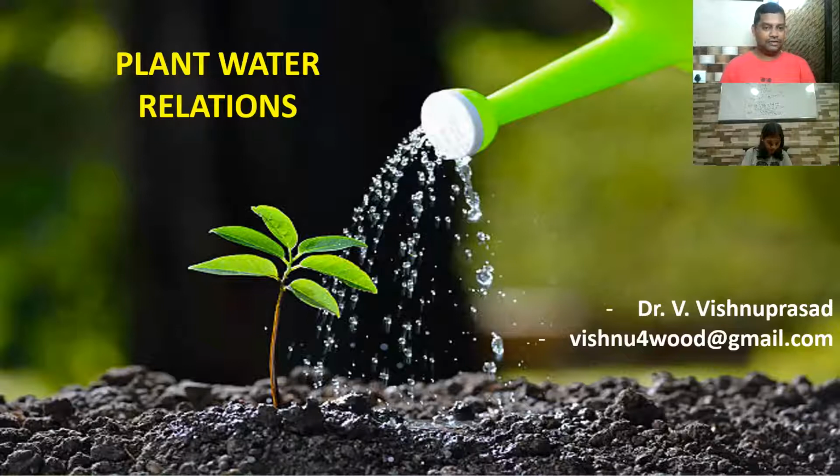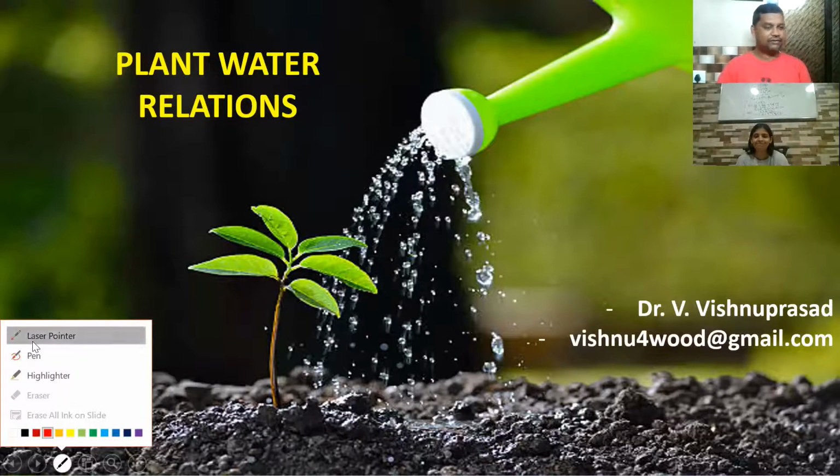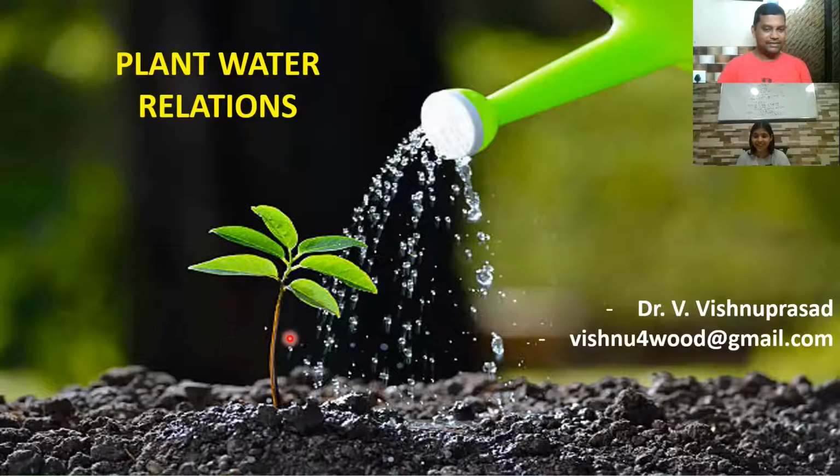So this is the lesson that we are beginning with, that is plant water relations. In this representative picture you can see a plant, maybe in a pot or a garden or wherever, but the plant is growing nicely in the soil. The main thing which you add to the soil is water. See here, when you say plant, most often we are talking about angiosperm plants.